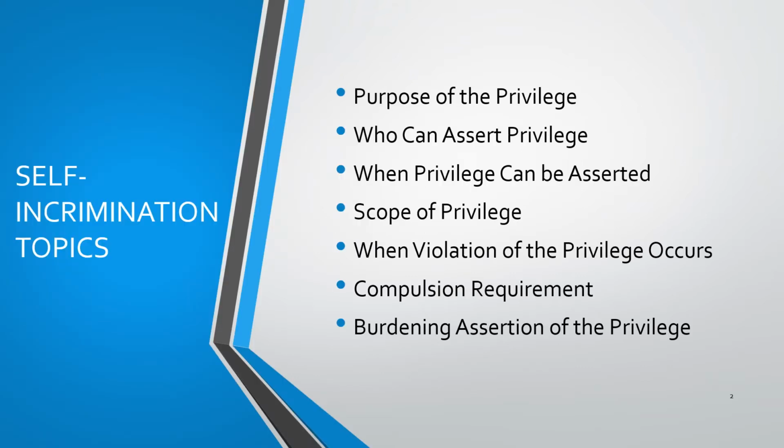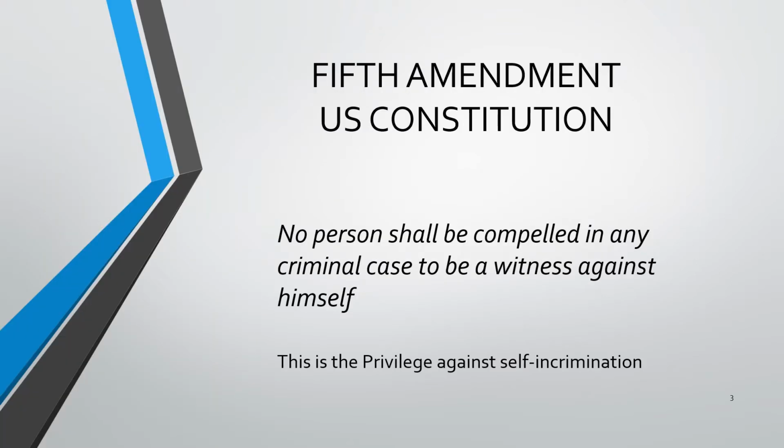In Unit 1, we will be looking at the privilege against self-incrimination, including the purpose of the privilege, who can assert the privilege, when the privilege can be asserted, the scope of the privilege, when a violation of the privilege occurs, the compulsion requirement, and burdening the assertion of the privilege. The Fifth Amendment of the United States Constitution reads, in relevant part, "No person shall be compelled in any criminal case to be a witness against himself."